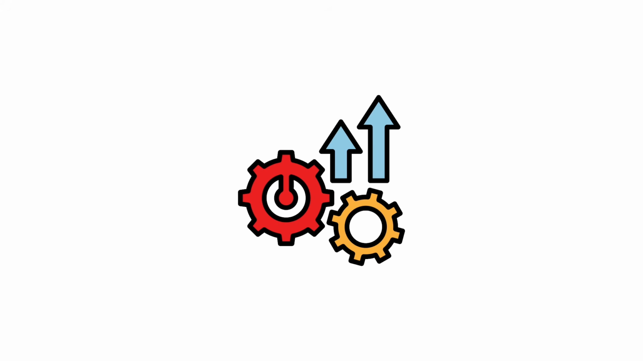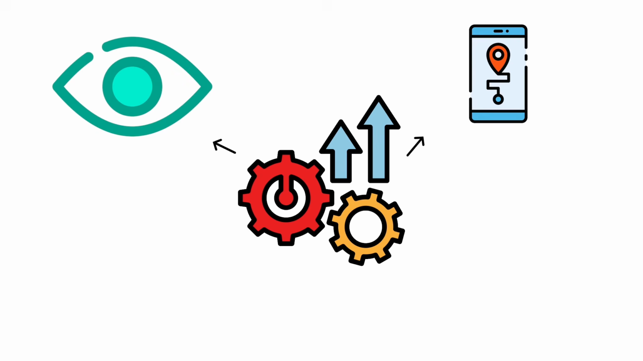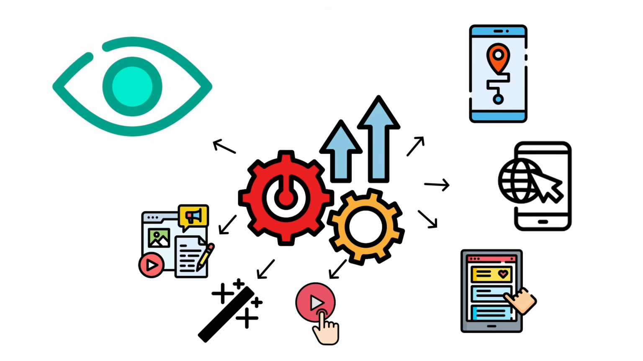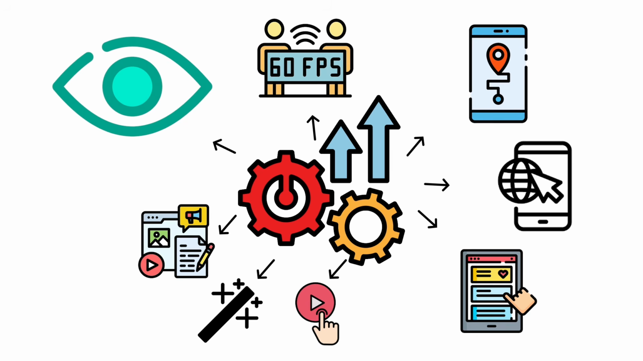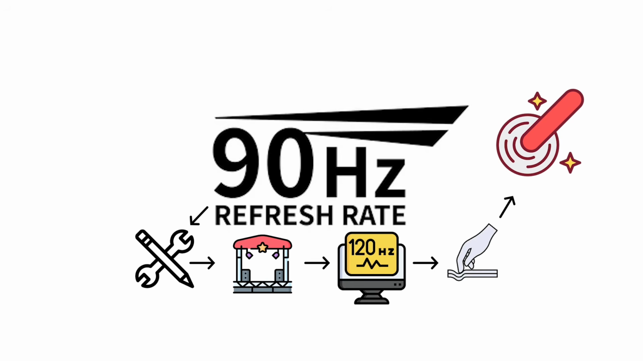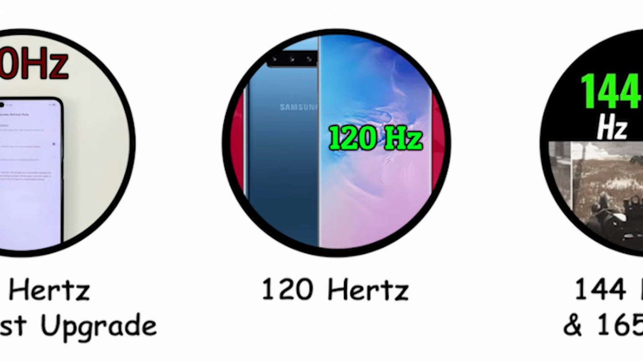In practice, the improvement is most visible during user interface navigation, web browsing, and social media scrolling. In video playback, the effect is smaller because most video content still runs at 60 frames per second or lower. Overall, 90 Hz set the stage for the high refresh era, offering tangible smoothness gains while staying accessible in both price and performance.